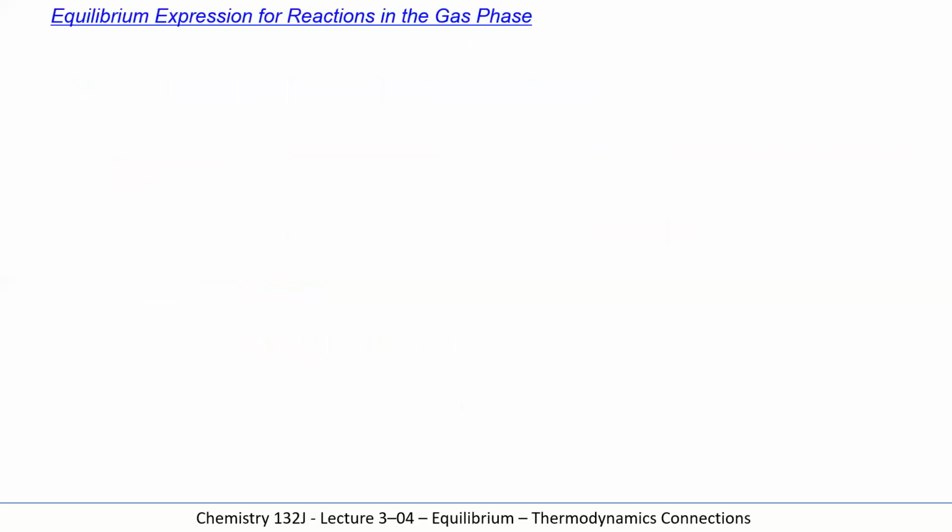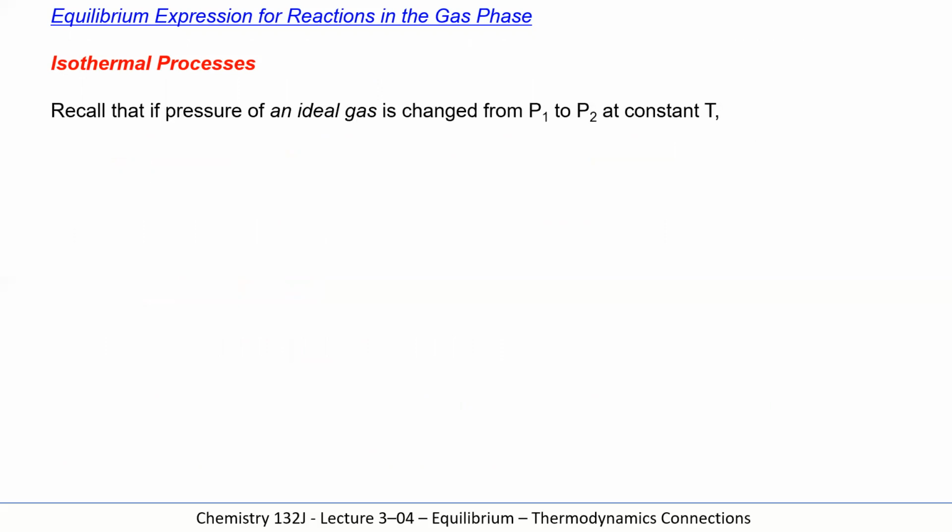So we are going to look at an equilibrium expression for reactions in the gas phase, and we're going to consider a system where it's isothermal, meaning that the temperature is not going to change. So if we look at an ideal gas and we're changing it from pressure 1 to pressure 2 at a constant temperature, we know a mathematical relationship exists where the delta G, Gibbs energy, is equal to the change in H minus TS, H being enthalpy, S being entropy. And the equation we've come familiar with is delta G is equal to delta H minus T delta S.